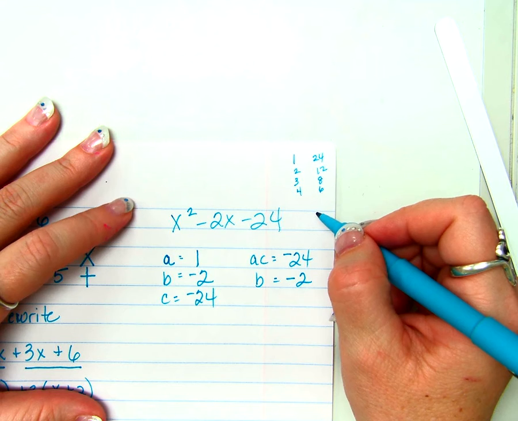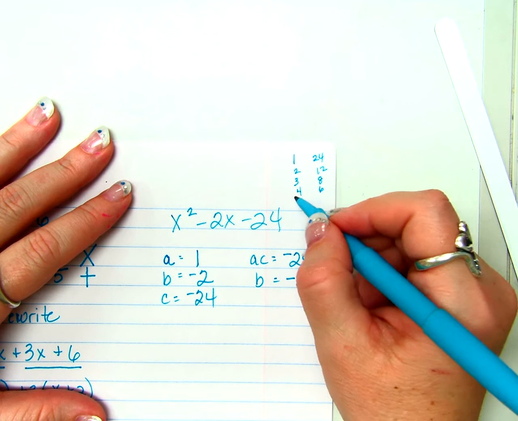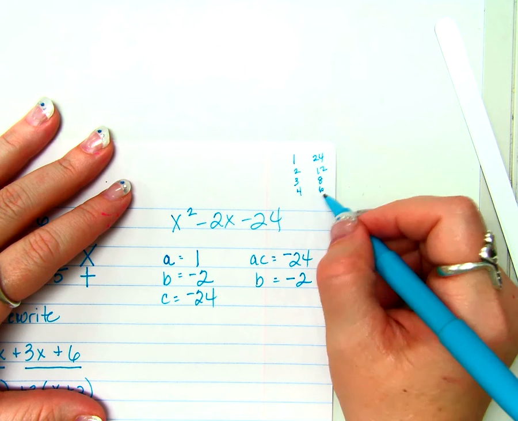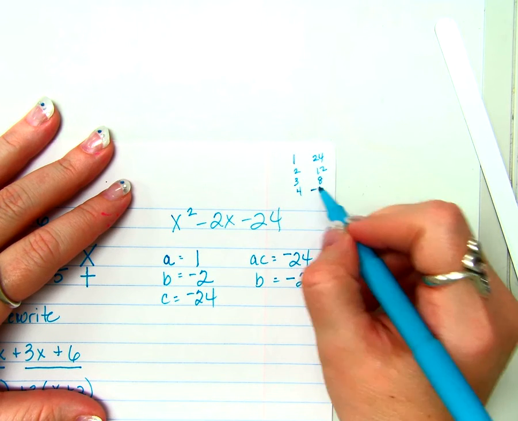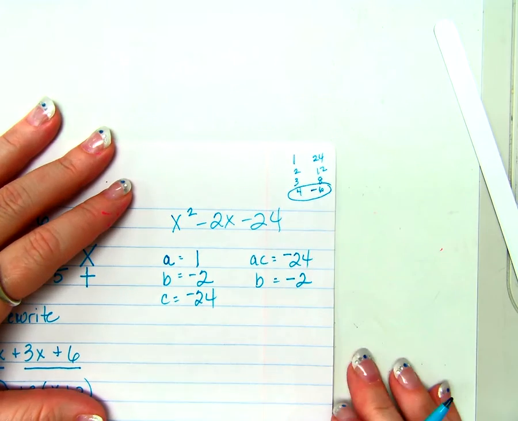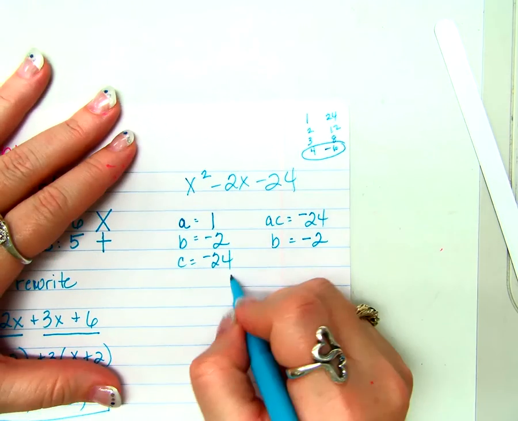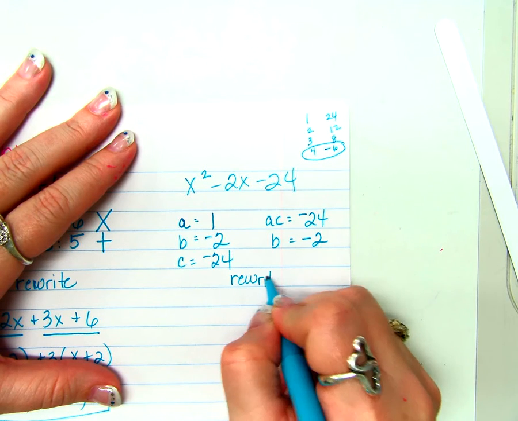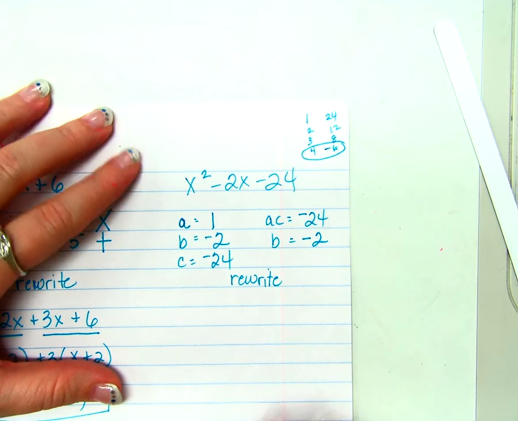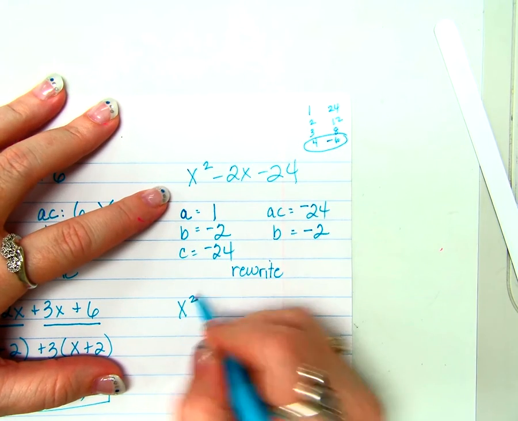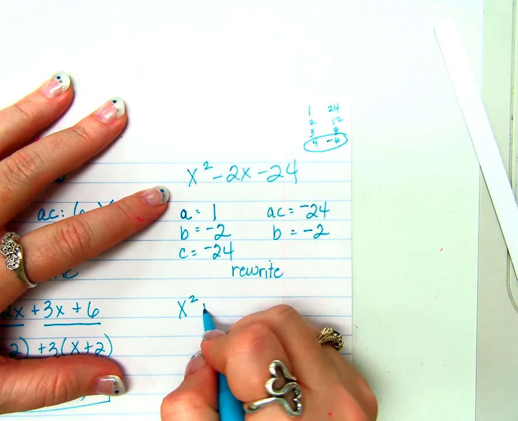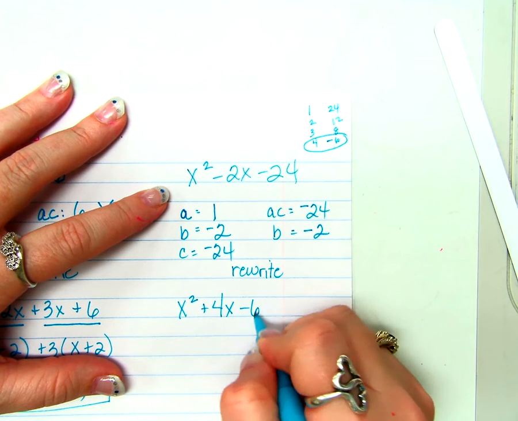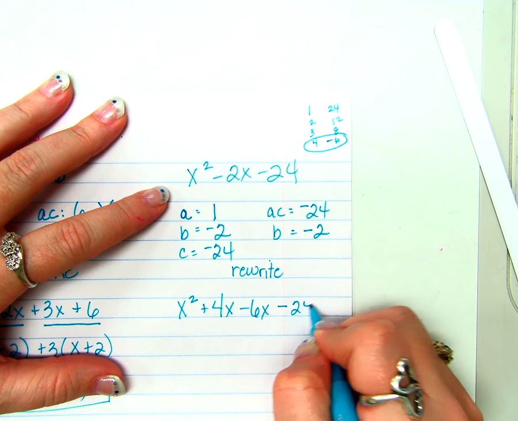One of those is right. If it's -4 and +6, when I add those together, I get +2. +4, -6. That's the combination I need. Okay? Rewrite your problem. X squared, I'm not going to write -2x. I'm going to write my other two factors that I know work. Plus 4x minus 6x minus 24.